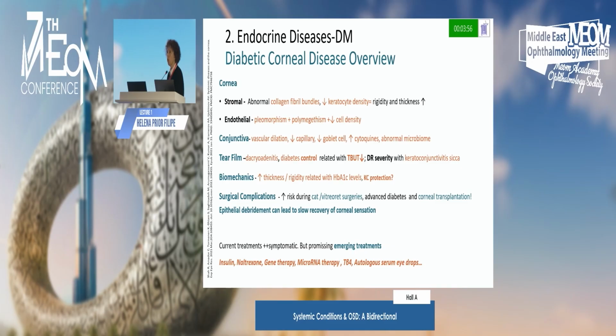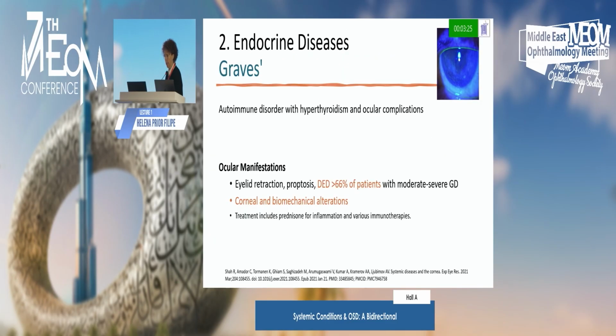Surgical complications are also more frequent with these patients. And there are current treatments, mostly symptomatic, what we have right now, but there are some emerging promising treatments, as you can see here. It's a lot of work. It's all in research, but it's a hope that in the future something will most definitely appear for tackling directly these patients with this special predisposition for ocular surface disease.